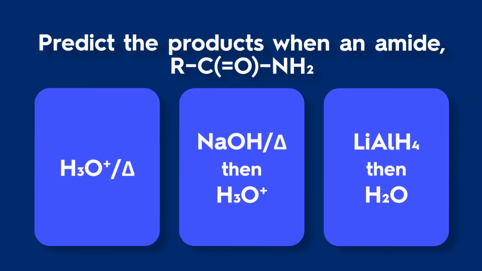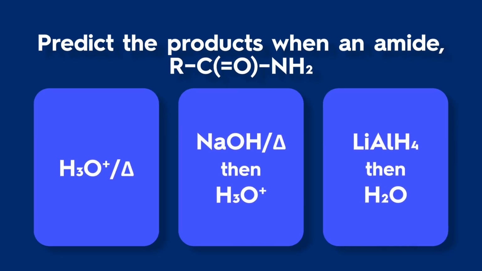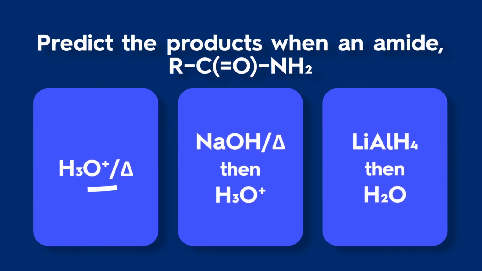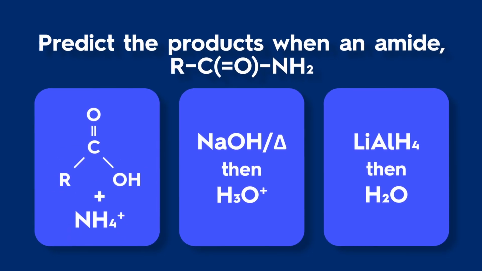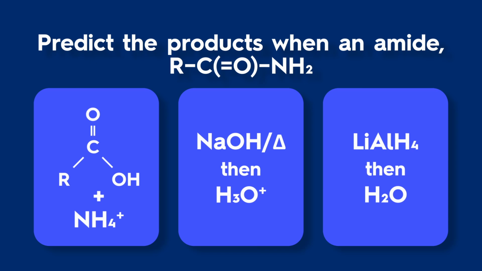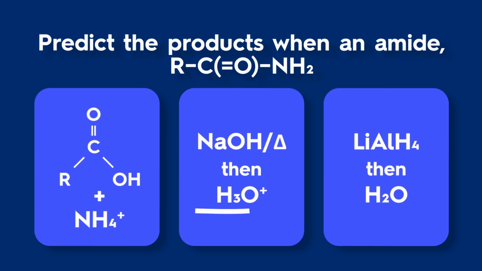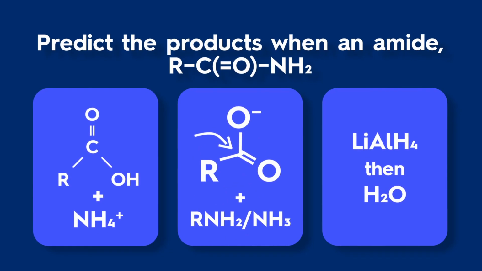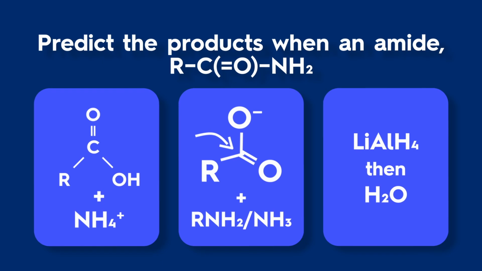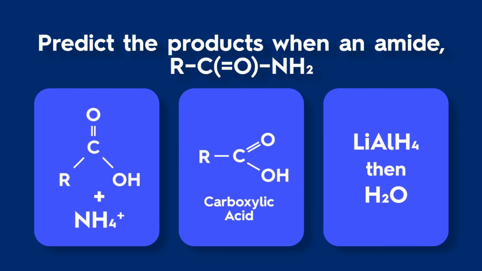Pause here to think. Got your answers? Let's check. First, with hydronium ion and heat, you get a carboxylic acid and an ammonium salt. That's classic acid hydrolysis. Second, with sodium hydroxide and heat, then an acid workup, the base first gives a carboxylate salt and an amine or ammonia if it's a primary amide. The acid step then restores the carboxylic acid.